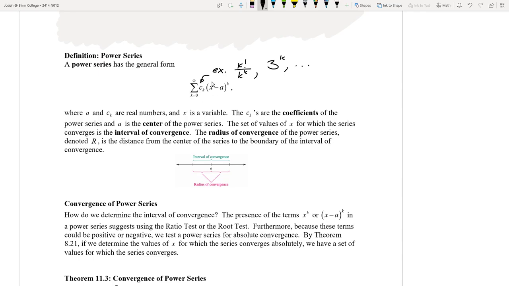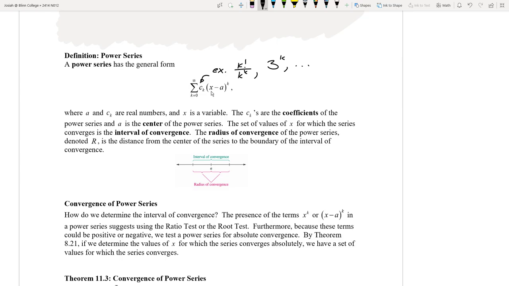So we're basically tacking on (x minus a) to the k, where a is a real number and x is a variable. We're going to have these coefficients, the c sub k's, and a will be called the center of our power series. So we have this x minus a. We're going to end up with, as it says down here, some sort of value.